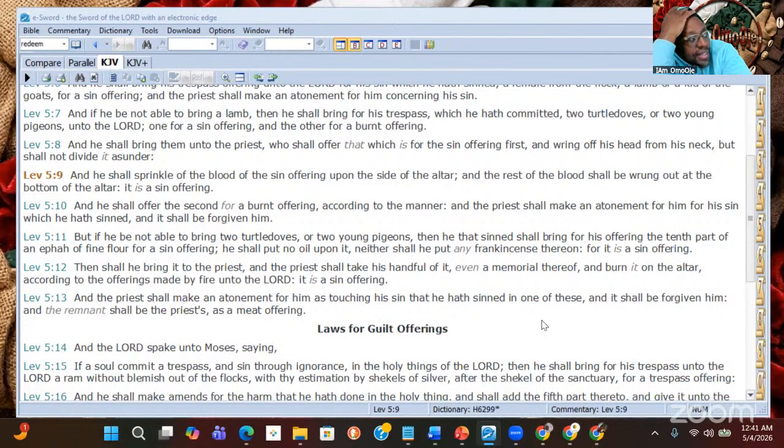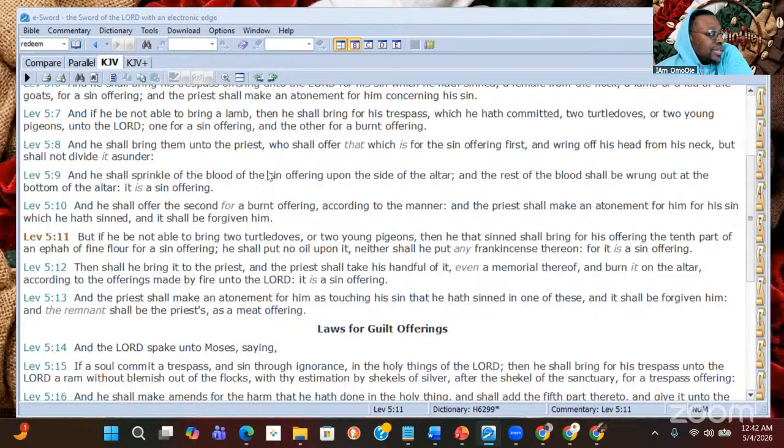And he shall offer the second for a burnt offering according to the manner, and the priest shall make an atonement for him for his sin which he has sinned, and it shall be forgiven him. But if he be not able to bring two turtle doves or two young pigeons, then he that sinned shall bring for his offering the tenth part of an ephah of fine flour for a sin offering. He shall put no oil upon it, neither shall he put any frankincense thereon.